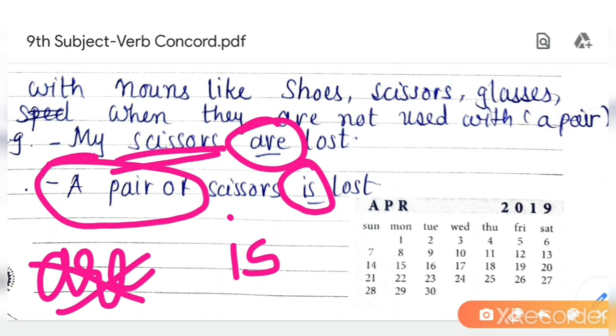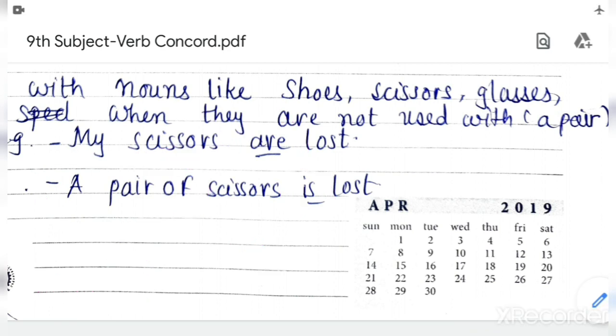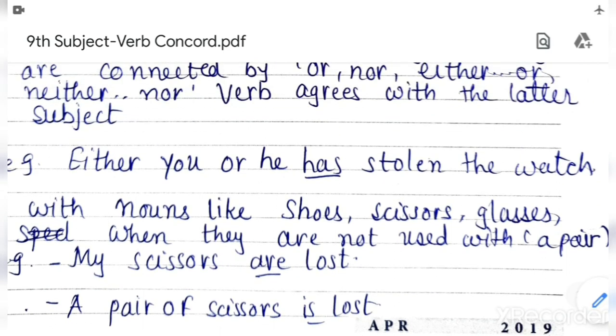And which rule is applicable here? Here 2000 rupees is used with the phrase "good sum". It is a good sum. So "are" is wrong. The correct sentence is: 2000 rupees is a good sum.